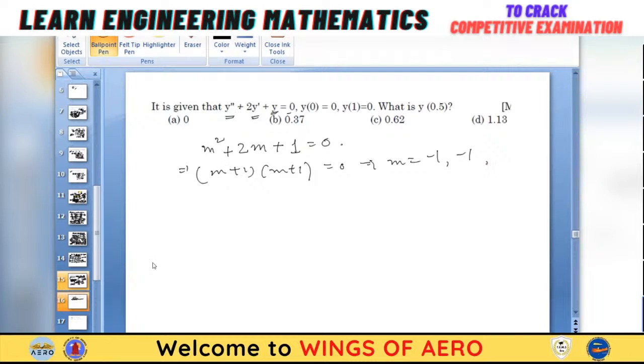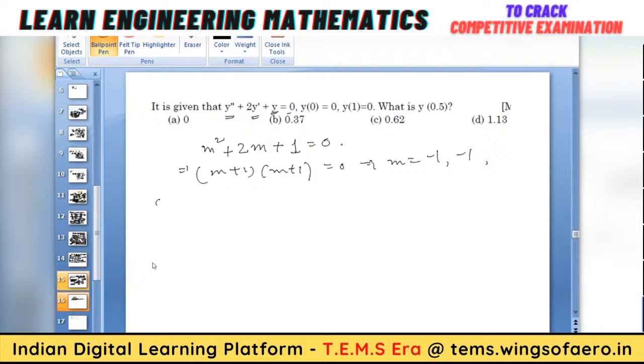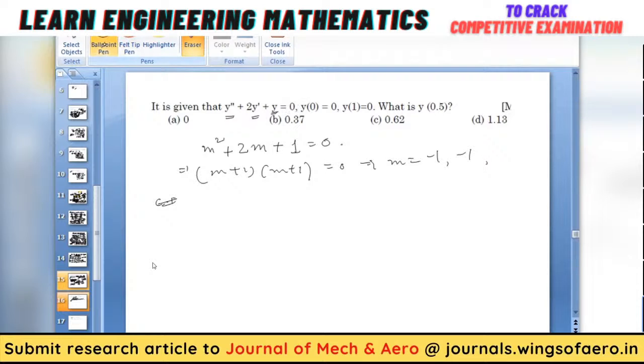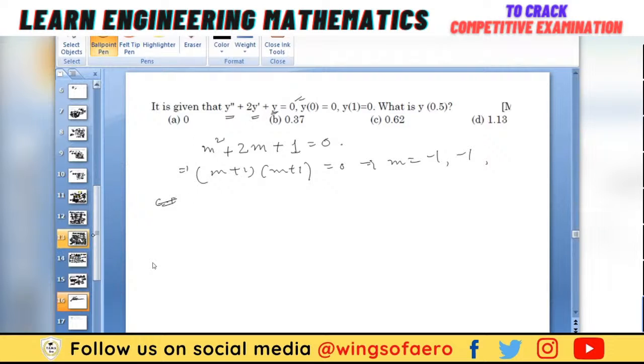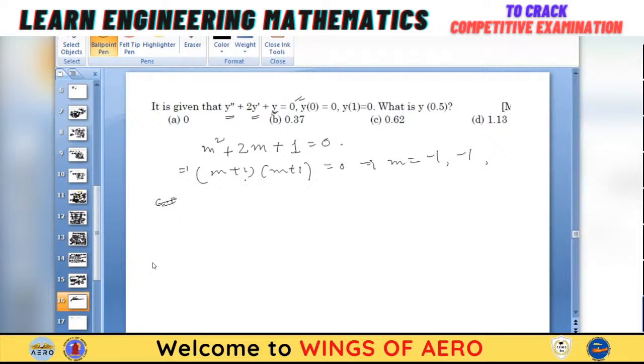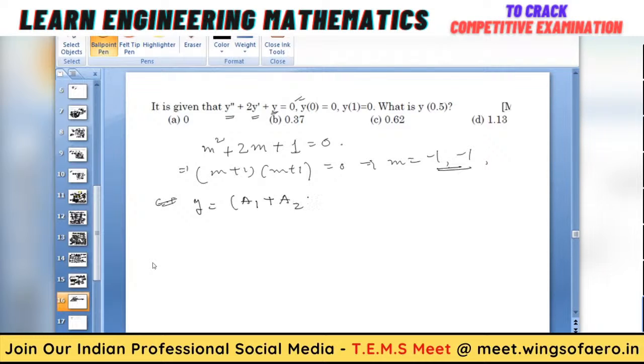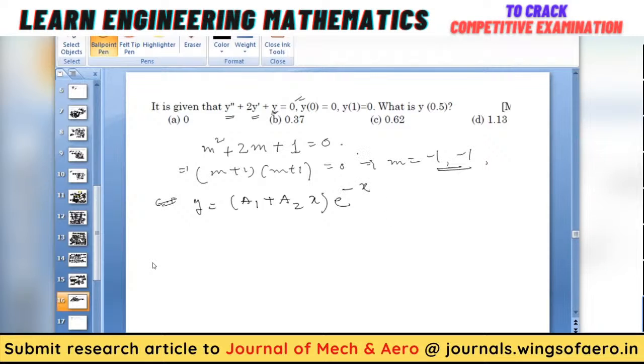Am I right or not? Yes, minus 1, minus 1. So what is the CF? Remember one thing: if the right hand side is equal to 0, there is no other term of x, then only the CF, whatever rules we have discussed now, will be the solution of the differential equation. That is, y is equal to, real and equal roots, so (a1 plus a2 x) e to the power minus x is the solution.